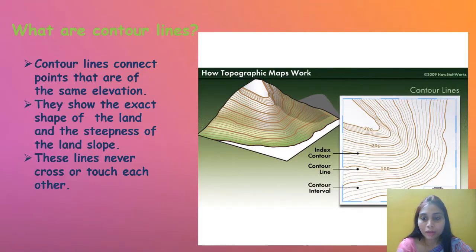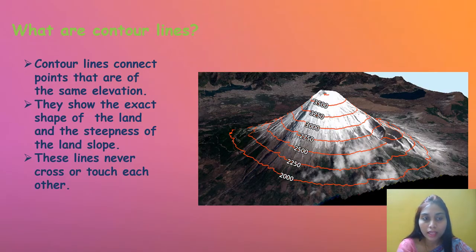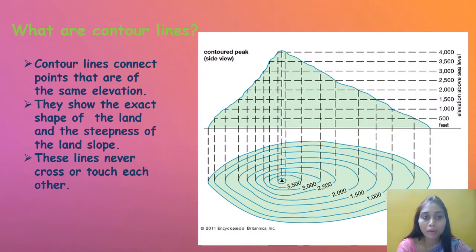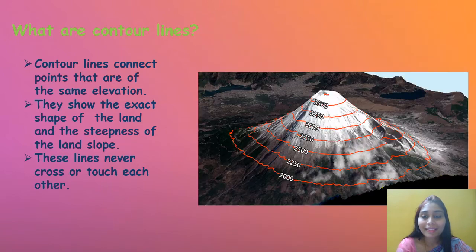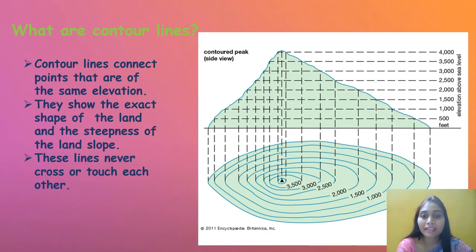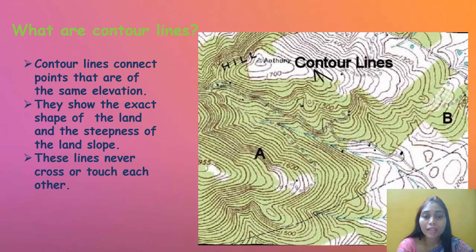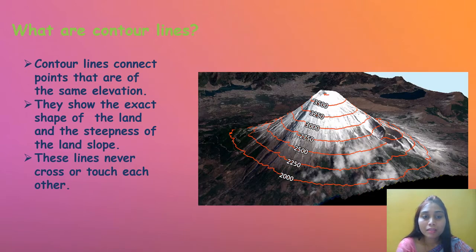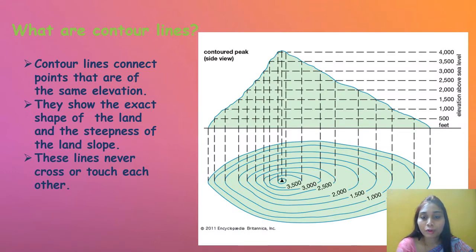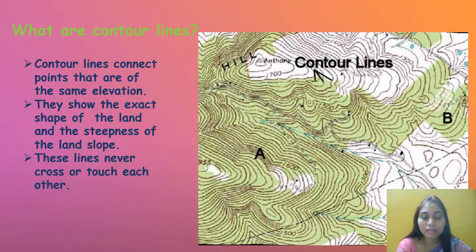Next, let's learn about contour lines. What are contour lines? Contour lines connect points. What are these points? These are the points of a land that have the same elevation, the same height. So that same height is connected through points. These points are connected in the form of lines. These lines are called contour lines.